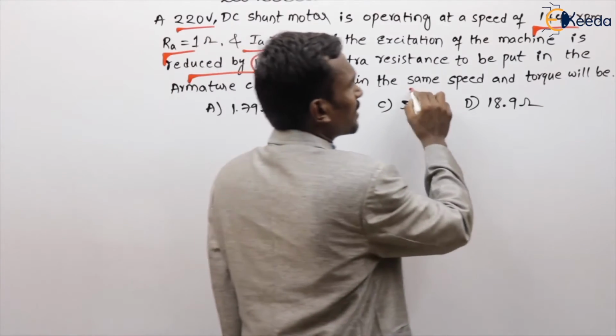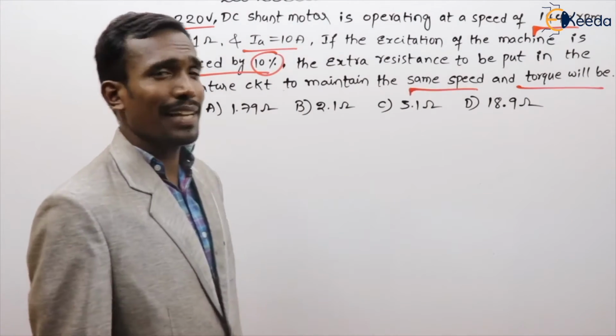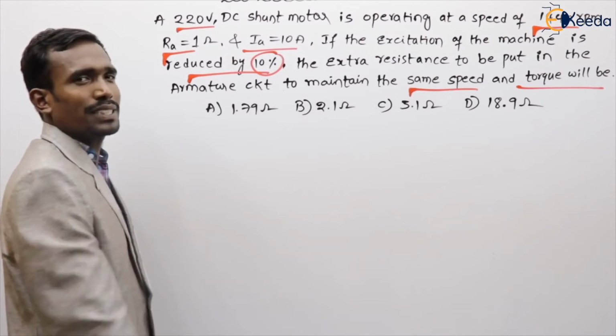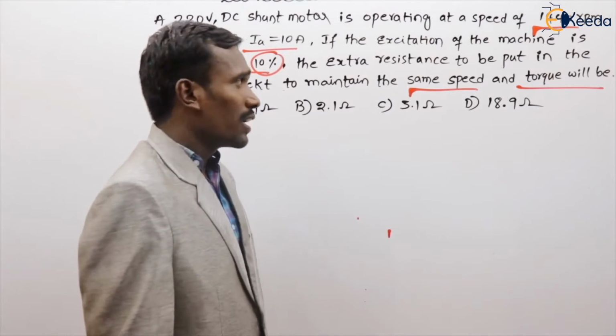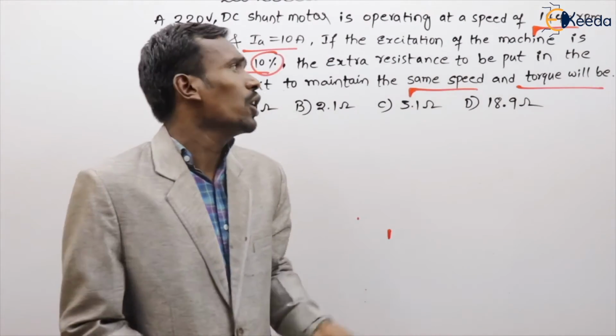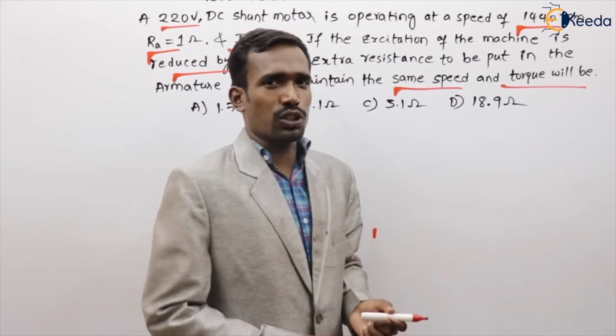To maintain the same speed and same torque, the speed should be same, torque should be same, but the flux reduced by 10%. Here, we have to insert some resistance in the armature circuit to maintain the same speed and same torque. Right? This is our question.